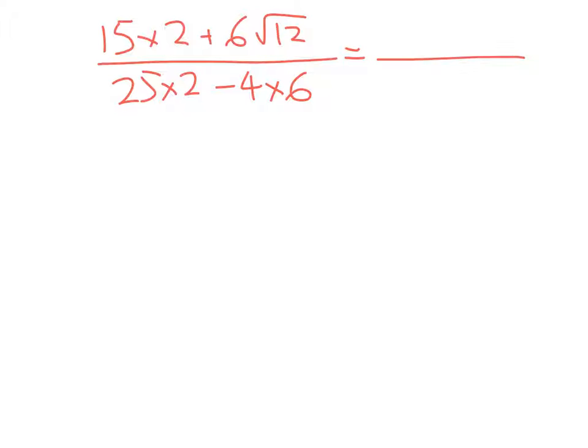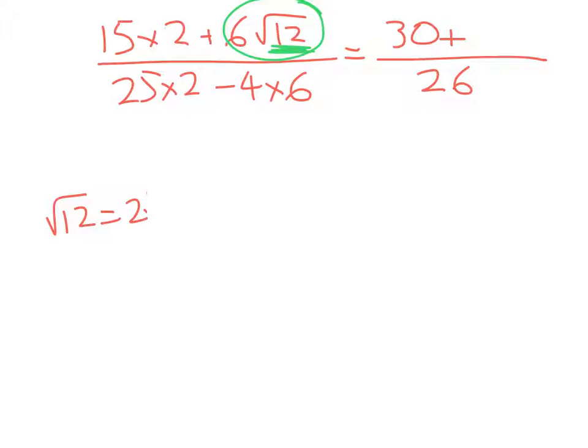So now we're going to simplify. The bottom line's easy. 25 times 2 is 50 minus 24, so we get 26 here. And we get 30, but I need to do something with the 6 root 12 because I've got a perfect square, a square number, 4, hiding inside there. So as we know from the earlier videos, root 12 is equal to 2 root 3, right? So I've pulled that 2 out from inside there, and it's squared. So 6 times root 12 will be 12 root 3. So I can simplify that.